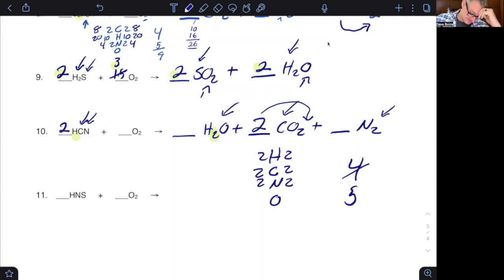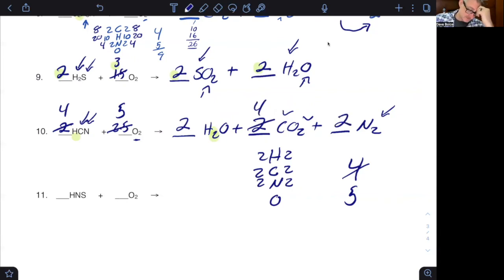Now I can't do 5 in multiples of 2. If I were, then that would be 2.5. But I'm not allowed to do that, but I can double everything. So the 5 for water goes from 1 to 2. Your CO2, let's clean this up a little bit, is going to go from 2 to 4, and your N2 will go from 1 to 2. So let's double check that, see how that worked out for us.